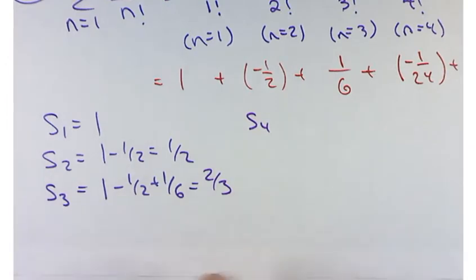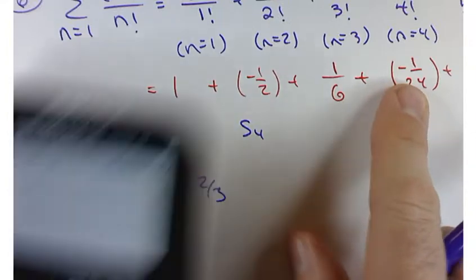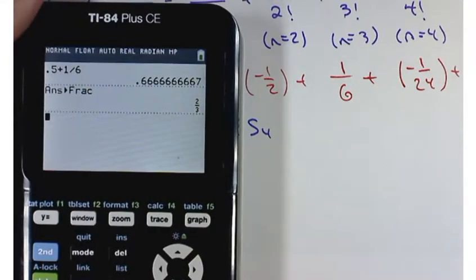S sub 4, keep the total going. Let's add negative 1/24. So minus 1 divided by 24.